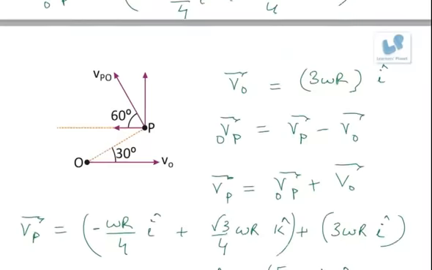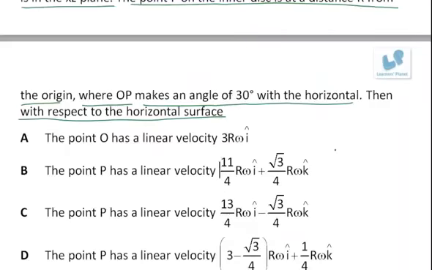Now let us look at the options. The point O has a linear velocity 3 r omega i cap. This is correct. The point P has a linear velocity of 11 by 4 omega r i cap plus root 3 by 4 omega r k cap. So both option A and B are correct. C and D, they are incorrect.